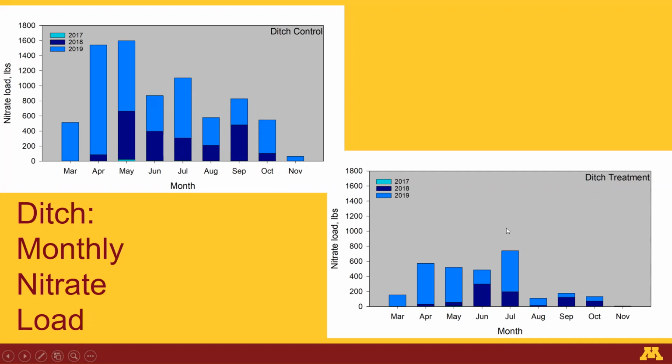When we switch over to looking at the treatment, we look at the fact that the maximum load is less than half of what was coming out of the control on a monthly basis. So in the control, we were up around 1,600 pounds. Here, we're less than 800 pounds. And in particular, we can see that most of that's coming out in April, May, June, and July, and then really drops off in August, September, October.